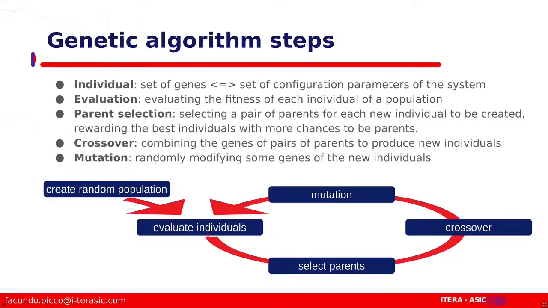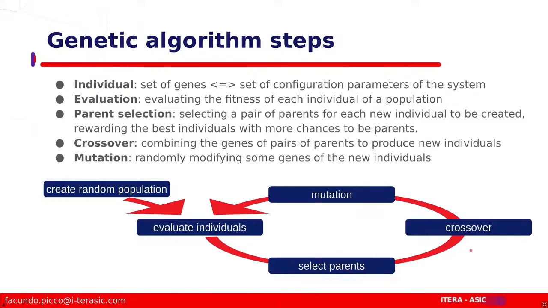So the next thing we need to do is to evaluate those individuals against the metrics which we are going to use to optimize the system. And we do need to evaluate the fitness, so that's how it's called, so the performance of each individual of that population against the key performance indicators. The next thing we need to do is to select parents. So for each new individual that we need to generate, we need to select a pair of parents. And basically, the key concept here is that we reward the best individuals with more chances to be parents. And being a parent means that their genes, so their characteristics, are used and are propagating to subsequent generations. So the characteristics of good parents have more chances to be used again and again in future individuals.